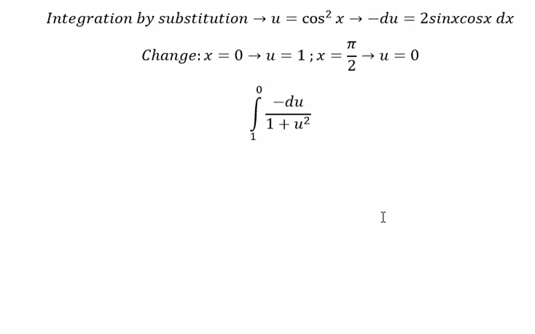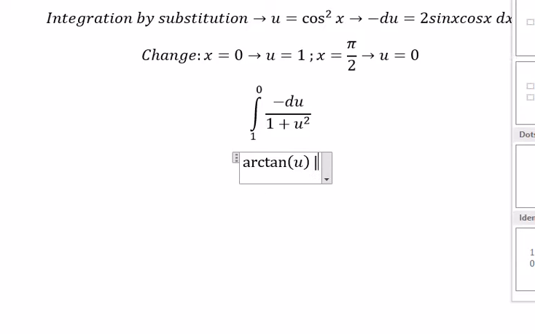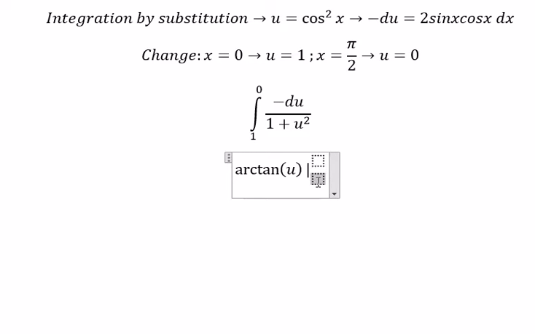and now we can get the final answer. We put the bounds in here. So we got pi over 4.